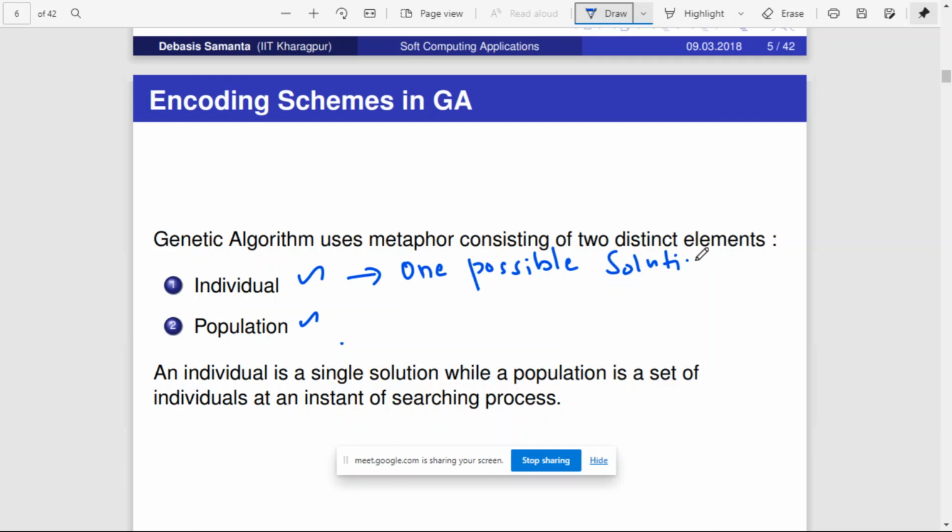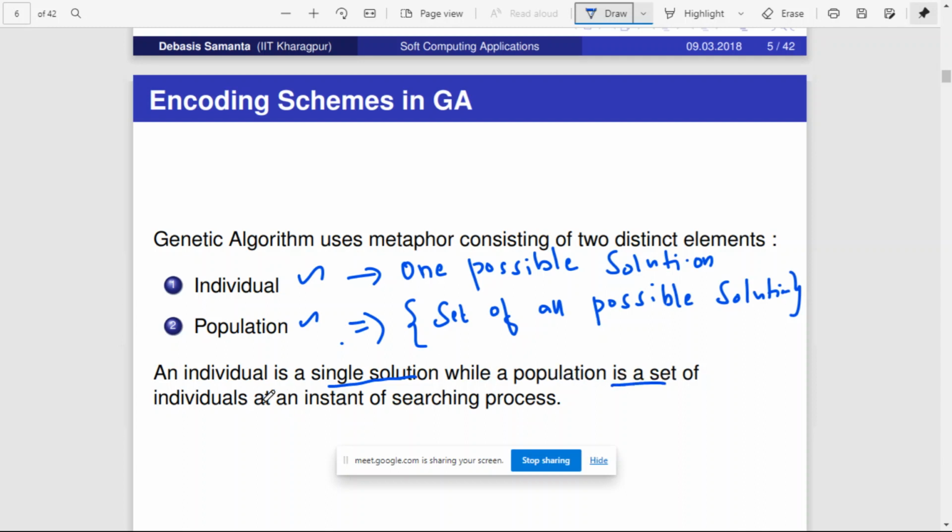Okay. So if individual is one possible solution, then what will be population? Could someone guess? Yeah, good. Otherwise you can call it the set of all possible solutions. Repeating: population is nothing but the set of all possible solutions. So out of this set of all possible solutions, if you pick any one solution, then that is called an individual. So an individual is a single solution, while a population is a set of individuals. That is nothing but the set of possible solutions at an instance of the searching process.